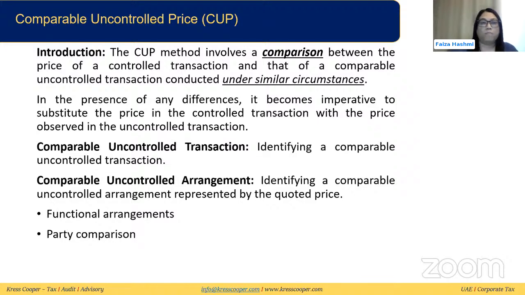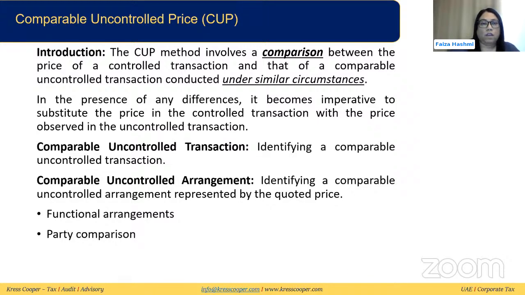We need to compare both of these transactions, but they need to be done under similar circumstances, meaning it cannot be that you are doing a sale of goods with a third party and then comparing it to some services that you provided to a related party. They have to be similar kinds of transactions, the same category of goods that you are selling, or the same type of services that you are giving to both parties. In that case, you can use this CUP method.